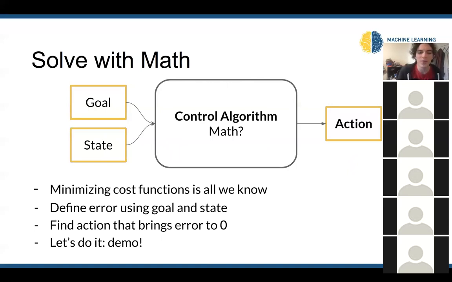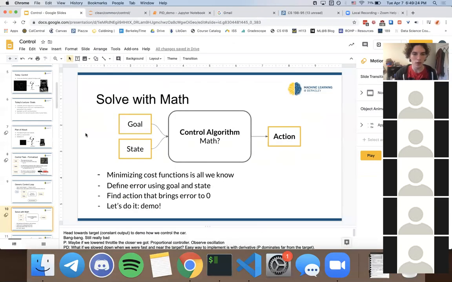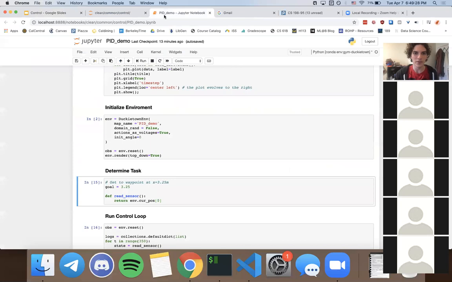Now I'm going to go over to a demo to actually try this out. Because this is a vague description, it can fit many different tasks. And I'll do an example with a self-driving car. And we'll see how that goes.